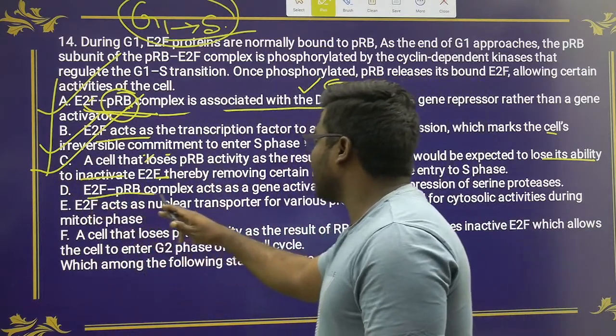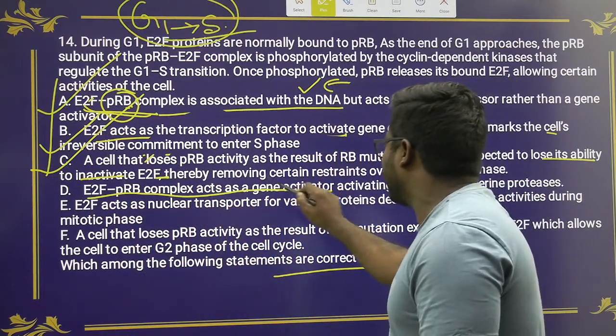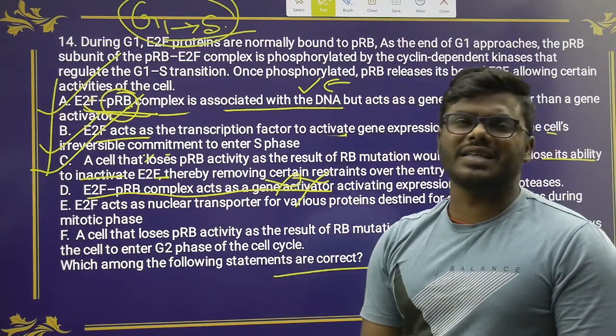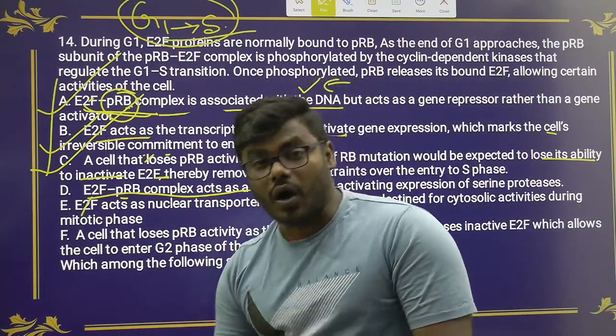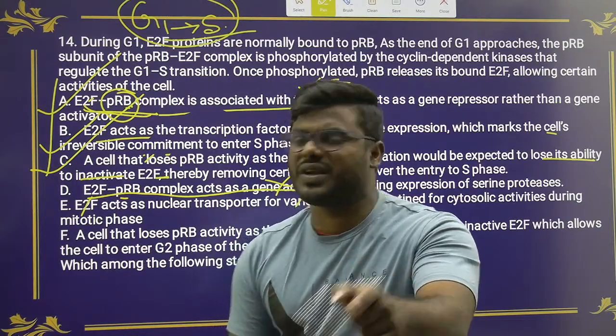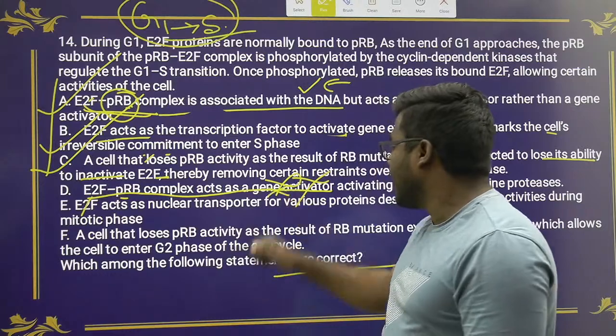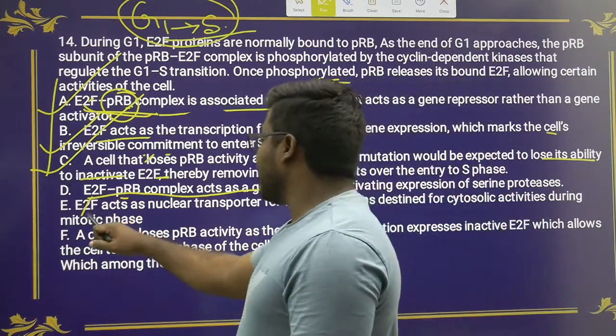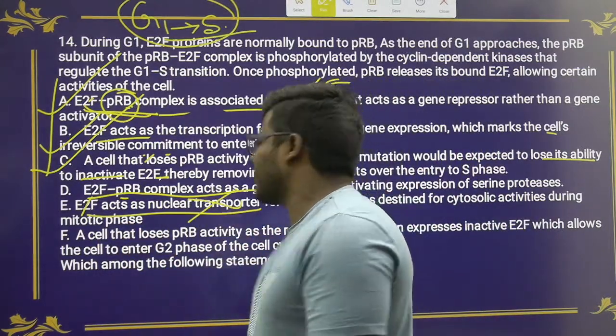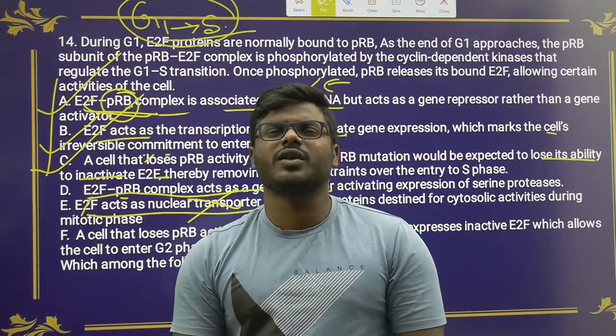Option D, E2F-pRB complex acts as a gene activator. No, not at all. Why would they act as a gene activator? pRB blocks E2F. It acts as a gene repressor. That's why we call it a tumor suppressor gene. It is not an activator. Option D is wrong. Option E, E2F acts as a nuclear transporter. No, not at all. E2F never enters into the nucleus first of all.